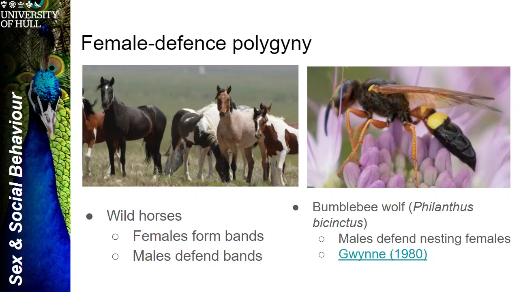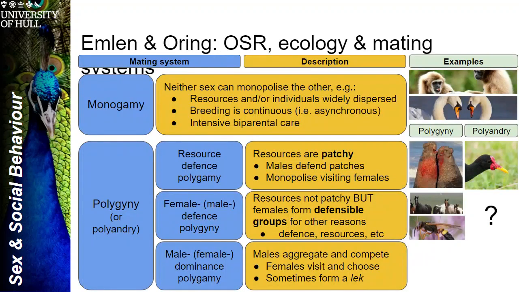Similarly, in bumblebee wolves, these Philanthus wasps, the females nest in aggregations, and there's no particular pattern to where they nest, but the males will come and defend groups of nests, and the successful male that wins the competition will get all of the females in a given aggregation. That's female defense polygyny. I couldn't find a case of male defense polyandry. If you can find one in the literature, I would love to hear about it.